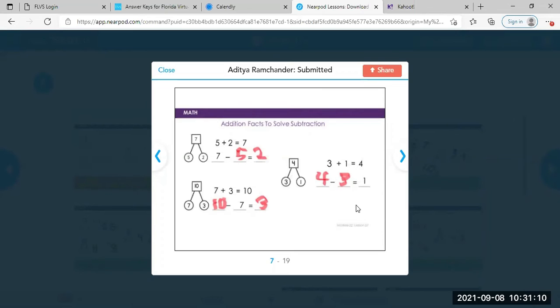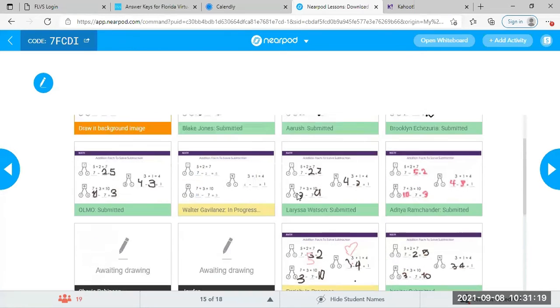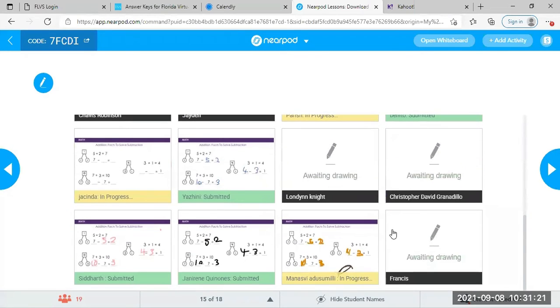It's 3 numbers, isn't it? Anybody notice it's 3 numbers, your total, and then broken off into 2 parts? Wonderful job, Aditya. Let's look at 2 more folks.